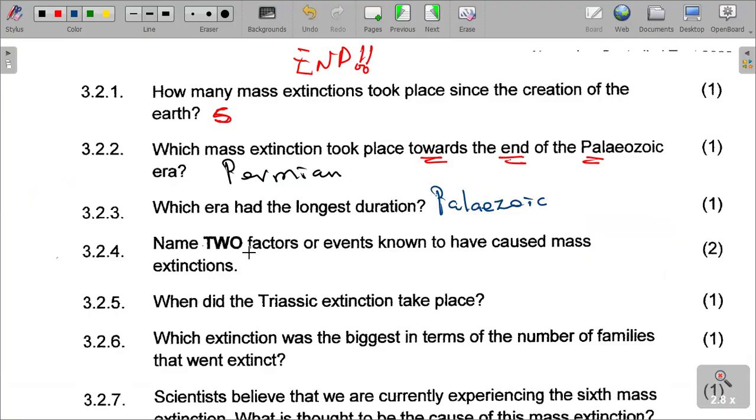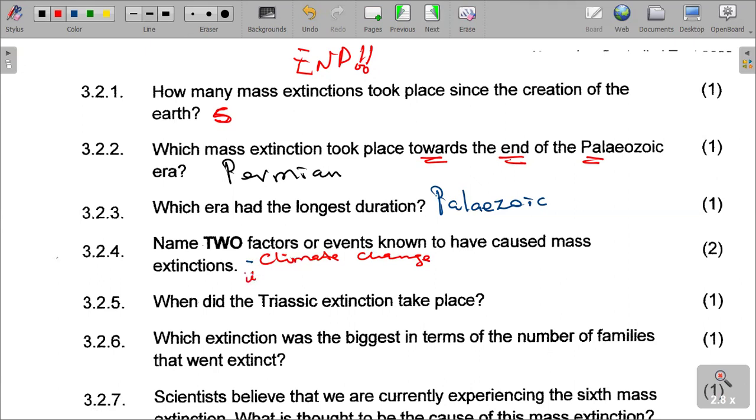And then name 2 factors or events known to have caused mass extinction. Factors that might have caused mass extinction. When we're talking about mass extinction, we're talking about organisms or species dying, or populations dying in great numbers. So factors that might cause that are such as these. We can say one, it can be climate change. Climate change can cause mass extinction. When climate changes, organisms die in numbers.